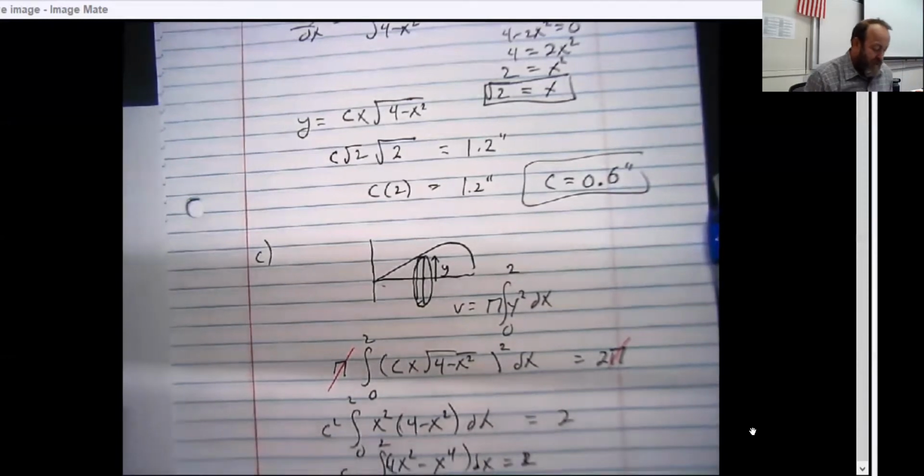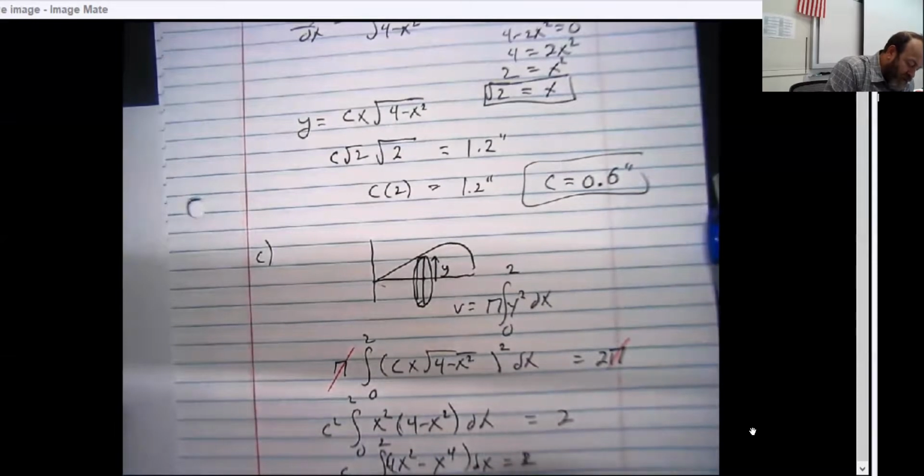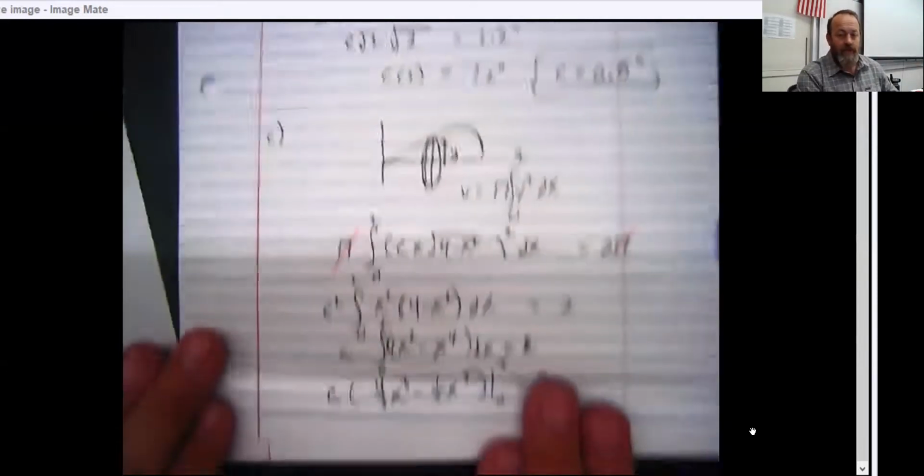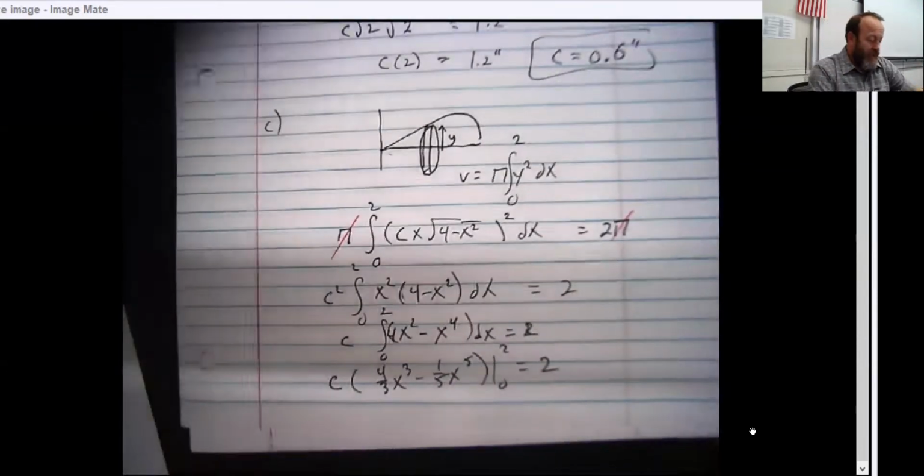And by doing that, it's led me to a nice little situation where I can integrate this. This is 4/3 x cubed minus 1/5 x to the 5th. Make sure that I wrote that down correctly. That's 4/3 x to the 3rd minus 1/5 x to the 5th from 0 to 2 is somehow supposed to be the number 2. Sorry, I did not move that up.